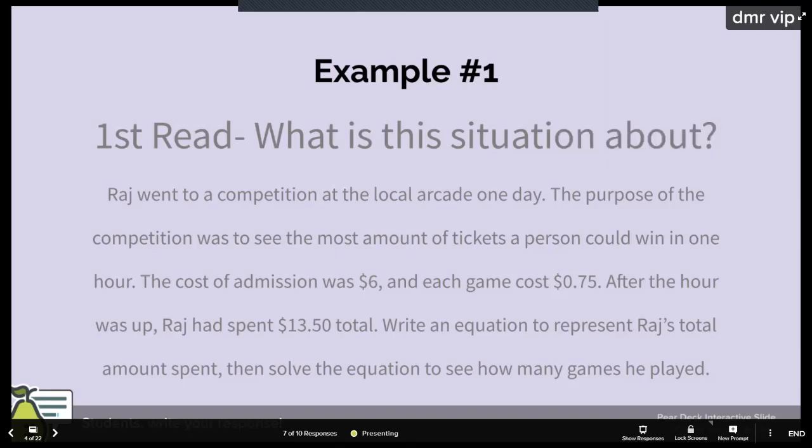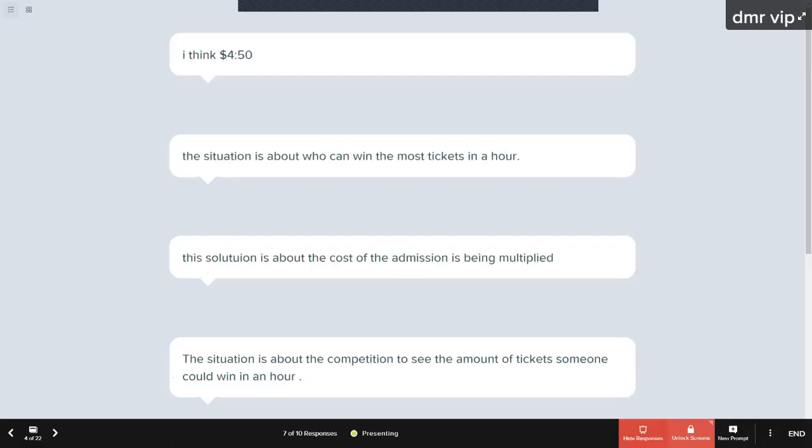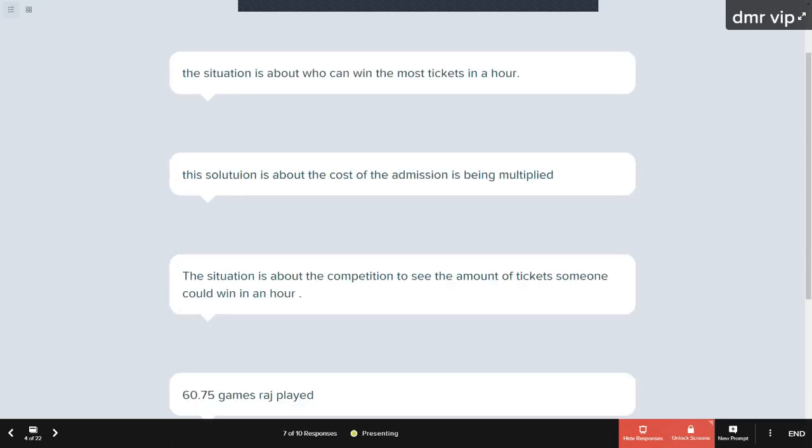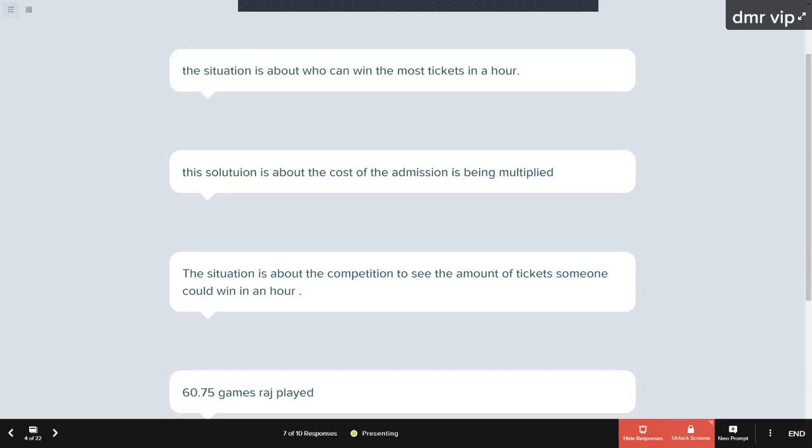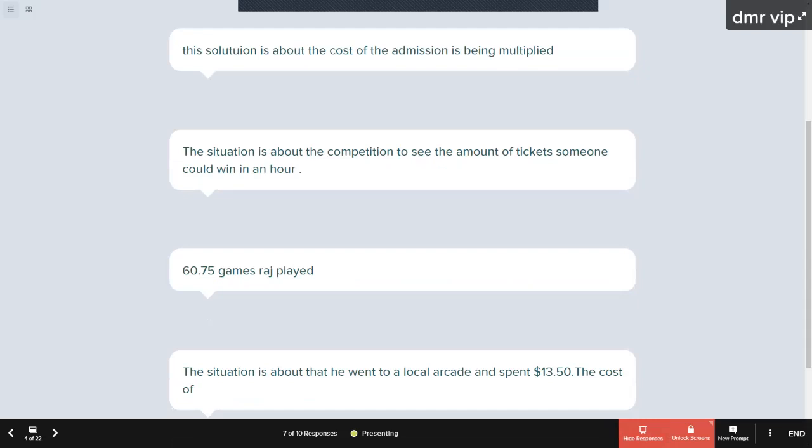All right, let's take a look at what we got. So I think dollar sign and then 450, but that'd be like time. Not sure what's going on there. The situation is about who can win the most tickets in an hour. Yep, absolutely, that's perfect. The solution is about the cost of the admission is being multiplied. The situation is about the competition to see the amount of tickets someone could win in an hour. Excellent.